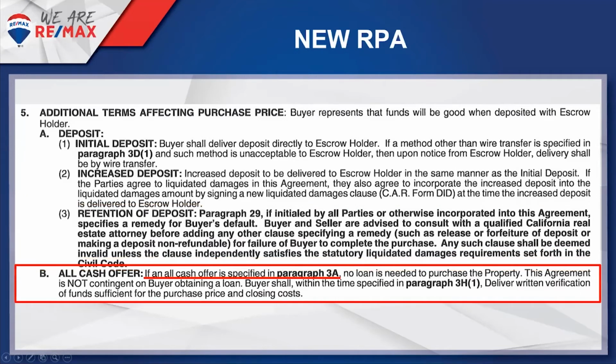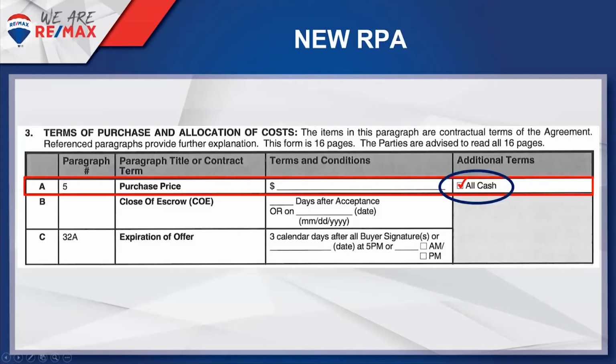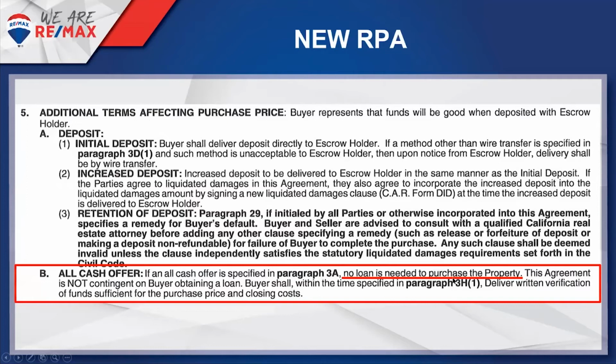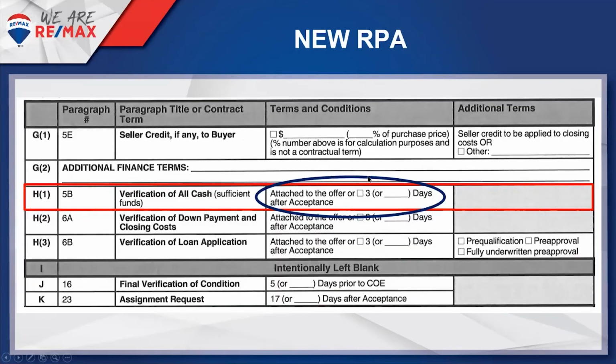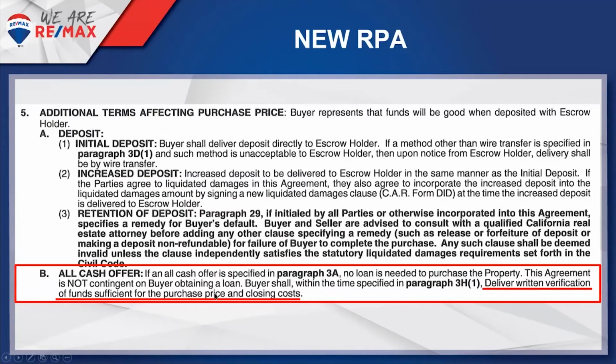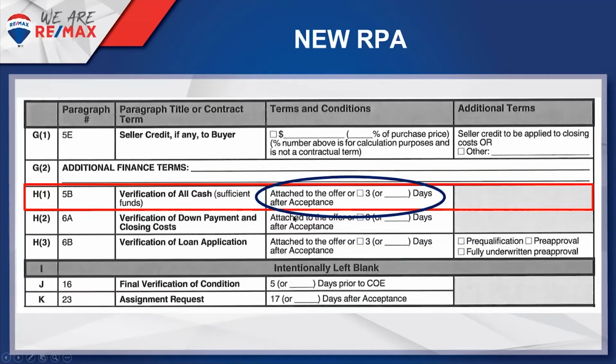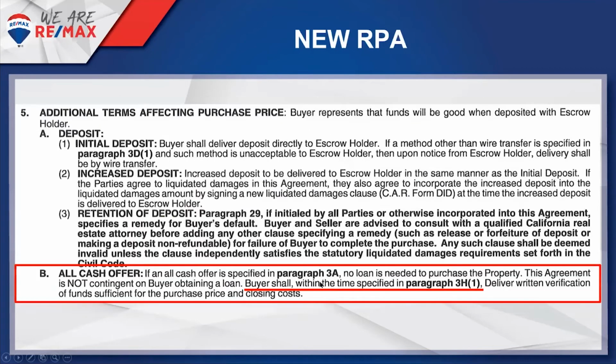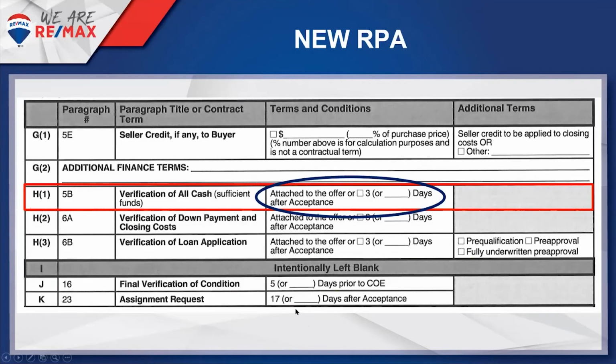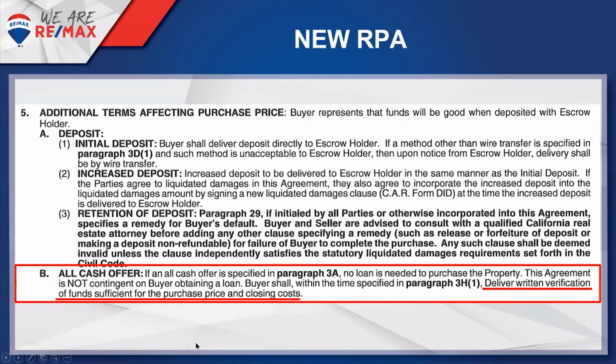If the offer is all cash, then it's going to be specified in 3A in the grid, and no loan is needed to purchase, and the agreement is not contingent upon a loan, and the buyer shall, within the time specified in 3H1, see it right there, deliver verification of sufficient funds. Now 3H1, the default is with the offer, or you can check a box and it can be later, but we talked about that last time. These are all designed to be included with the offer so a seller can make a better determination on how strong the offer is. All right. Verification, okay.